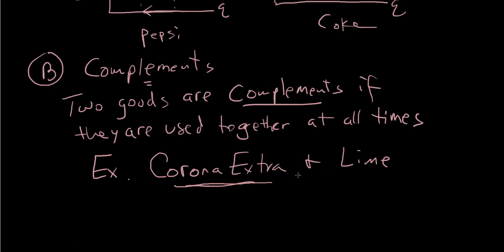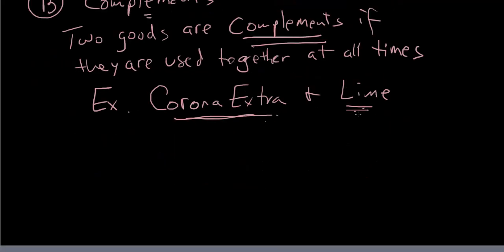That goes with lime all the time, right? You put a slice of lime into the Corona Extra bottle, the beer, then you drink it, right? So they always go together. So there's this complements there, right? Okay, so let's look at how the price of one good changes, and how it affects the demand for the other good. So let's look at this.